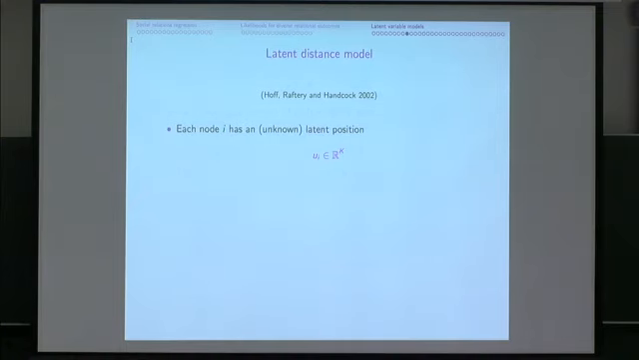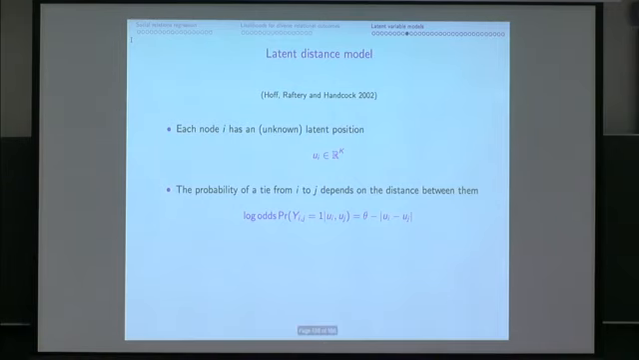So another type of latent variable model, or a latent node effects model, is a distance model. So this is the paper that talked about that. The idea here is that each node i has an unknown latent position, and the probability of a tie depends on the distance between individuals in this latent social space, so to speak.